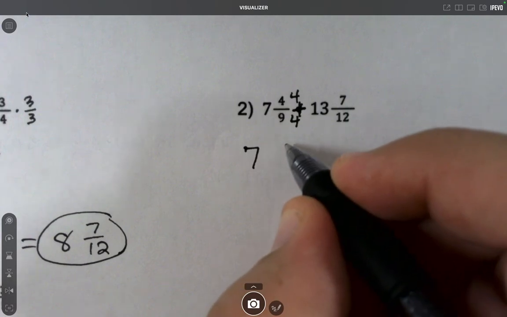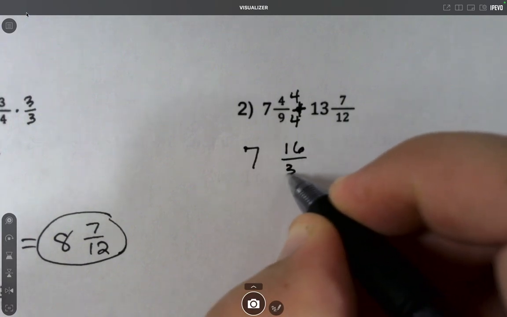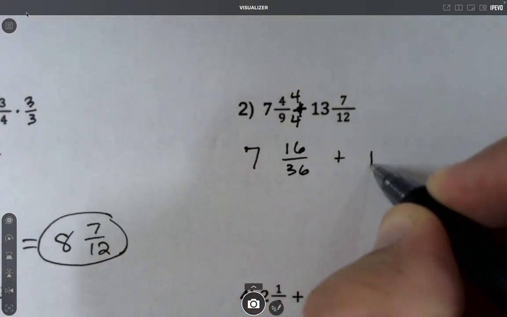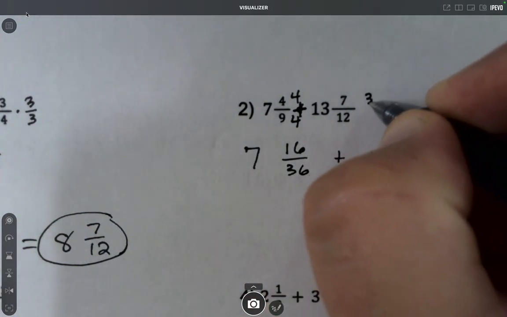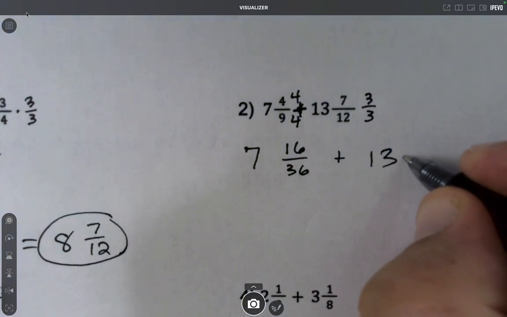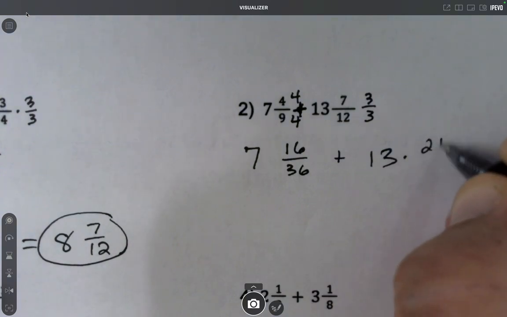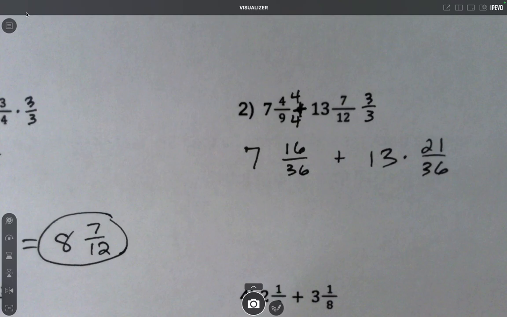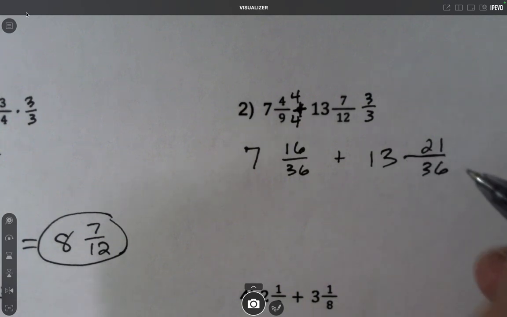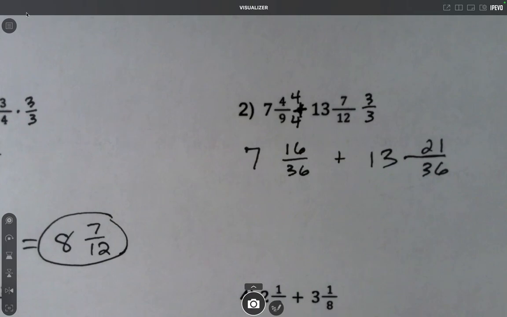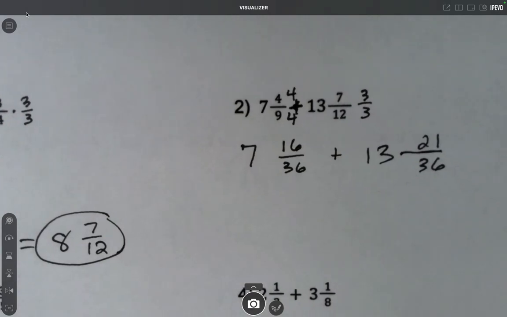So I get 7 and 16 over 36, plus, I need to multiply 12 by 3, so I multiply the top and bottom by 3, and we get 21 over 36. There doesn't need to be a dot there, I'm not sure why I put one. Okay, so we have made equivalent fractions, that's step 3.